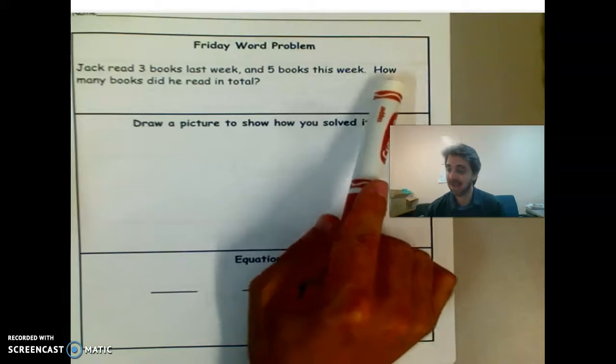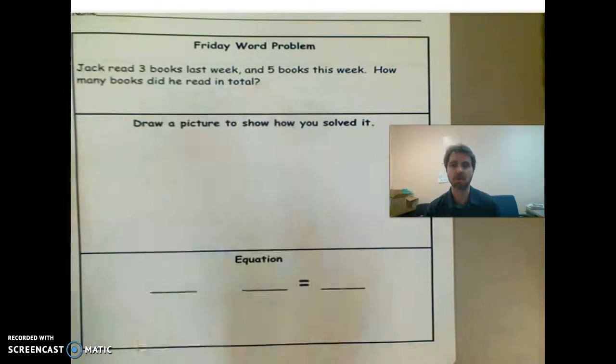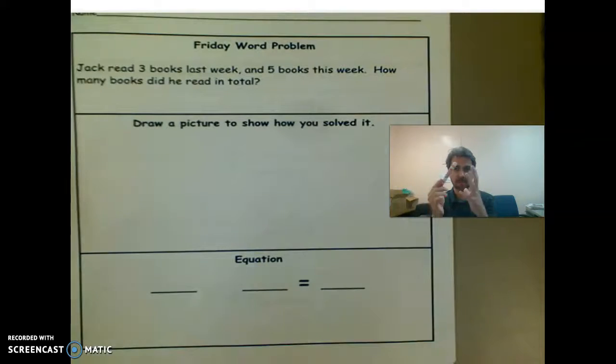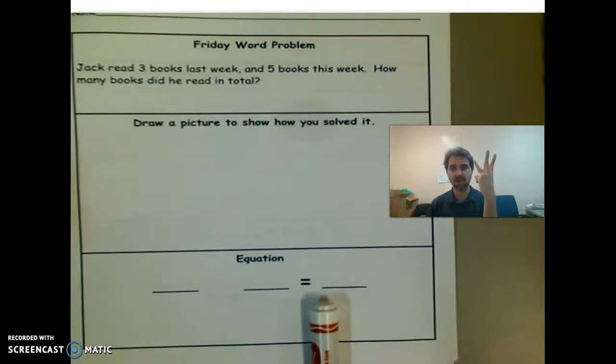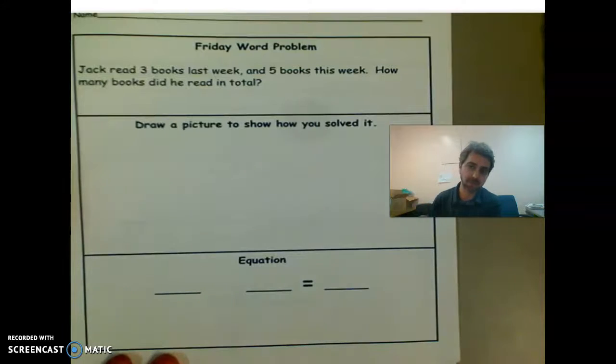The question is, how many books did he read in total? Total means all of them, all of them put together. We're going to put 3 together with 5 and see what we get. Just like we've been doing, we're going to draw a picture, because drawing a picture is a really powerful way to help us understand what's happening and also to solve the problem. You may already know the answer, but I would still like you to follow along. You can pause the video and draw it, or follow along with what I'm doing.